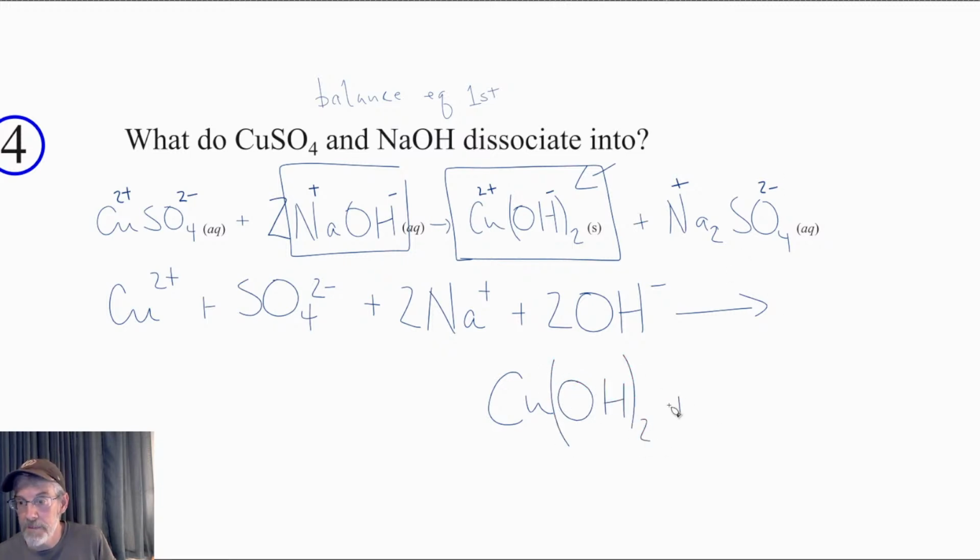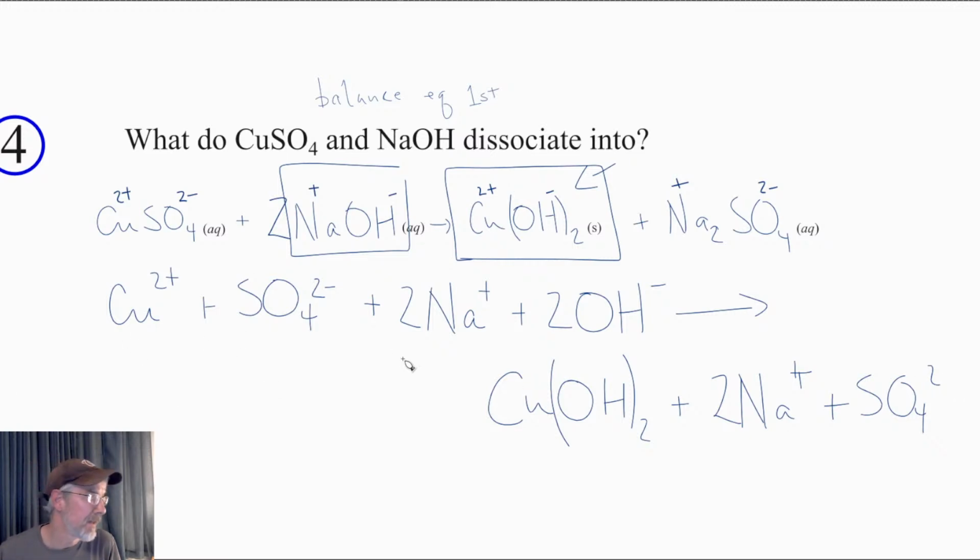And then we have, and here's the other place we have problems, 2 sodium ions, because they're split up, they're separate. 2 sodium ions, and then we have our sulfate ion. And that's called the complete ionic equation. So you've got your complete ionic equation, and then we can cross out the spectator ions.